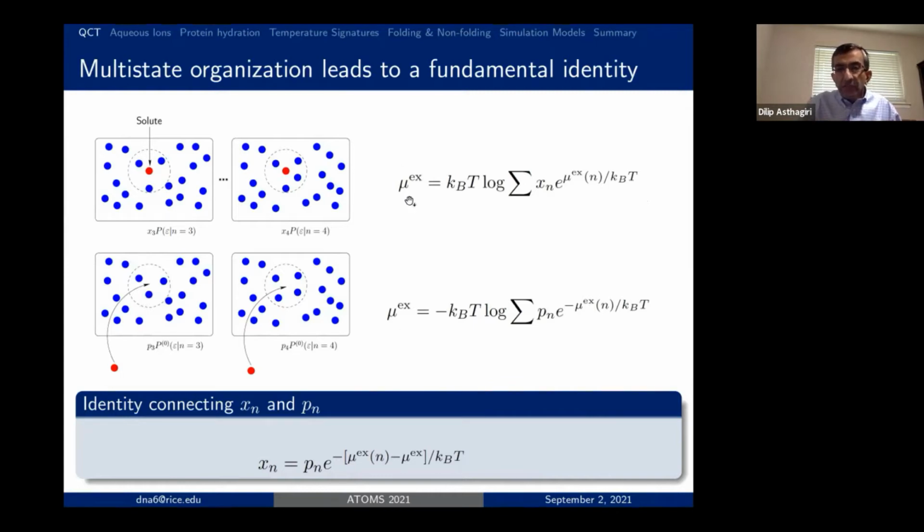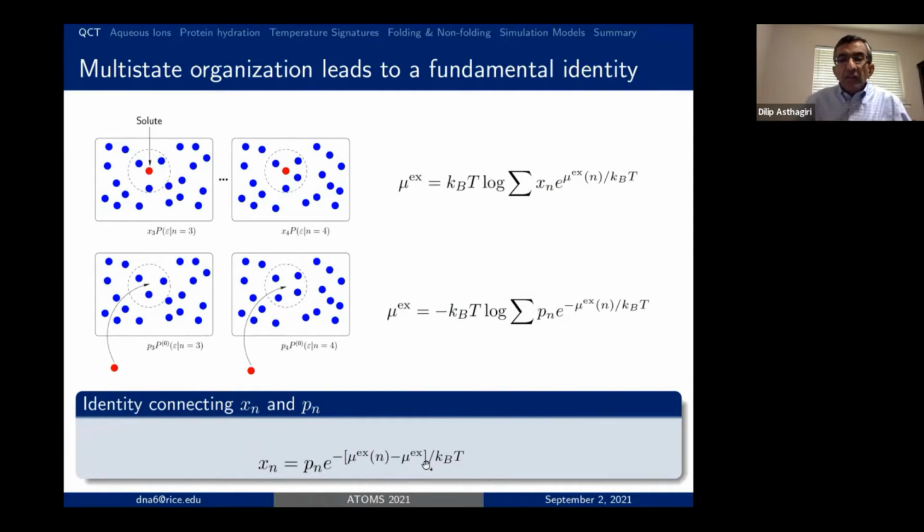And I get these 2 relationships for the excess chemical potential of the solute of interest. These 2 relationships automatically define a fundamental identity. And this identity proves to be rather important. What this identity is telling us is the following. It's connecting the coordination states of the solute of interest in the solvent to all the neat solvent properties. This p_n is all the property of the pure solvent without any reference to the solute at all. And these are coupled by these chemical potentials.